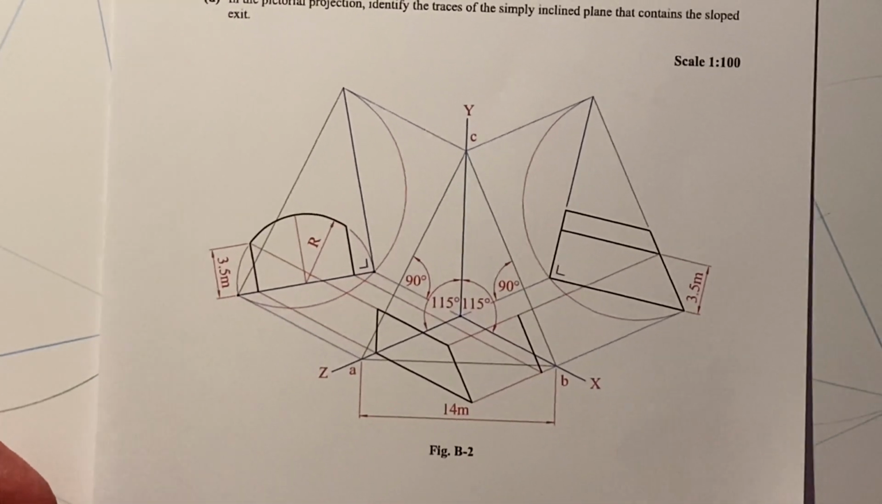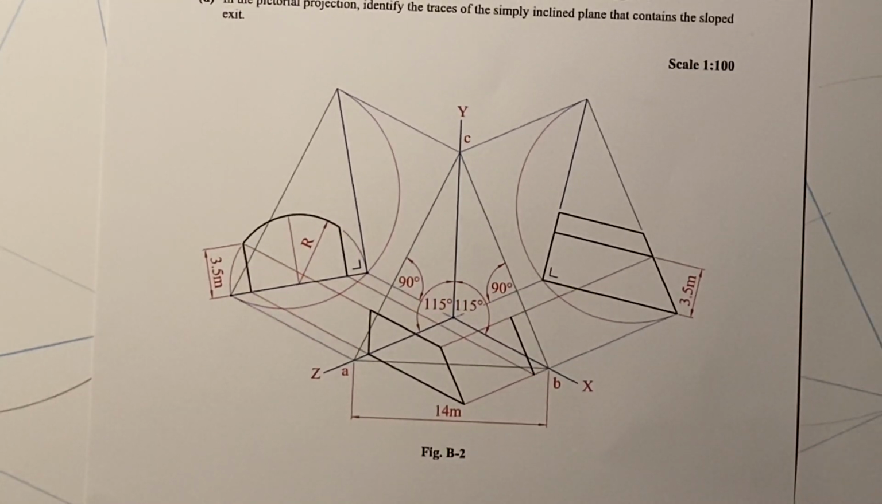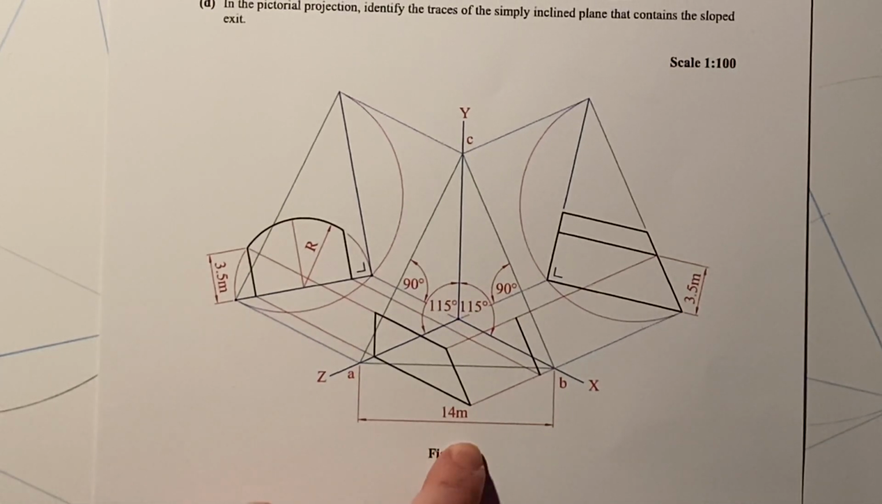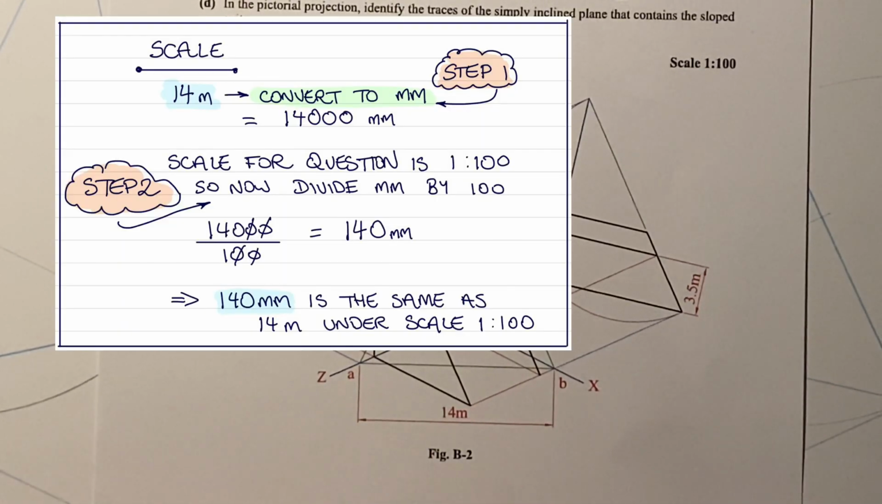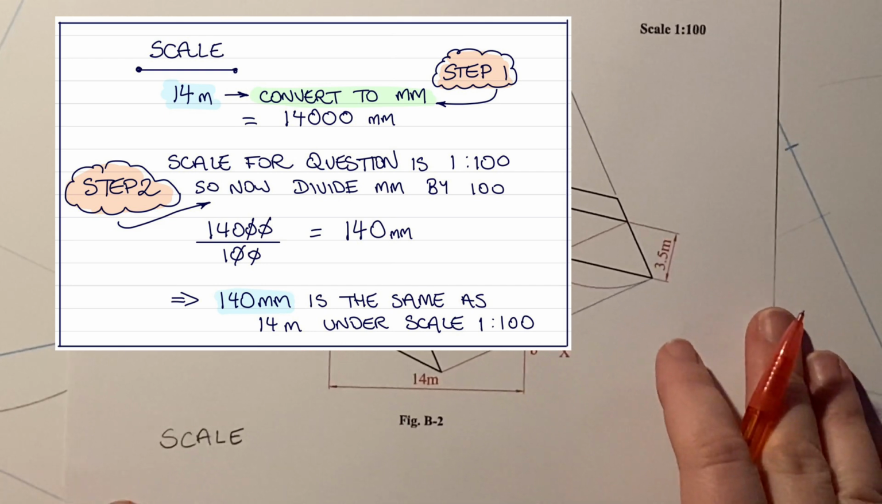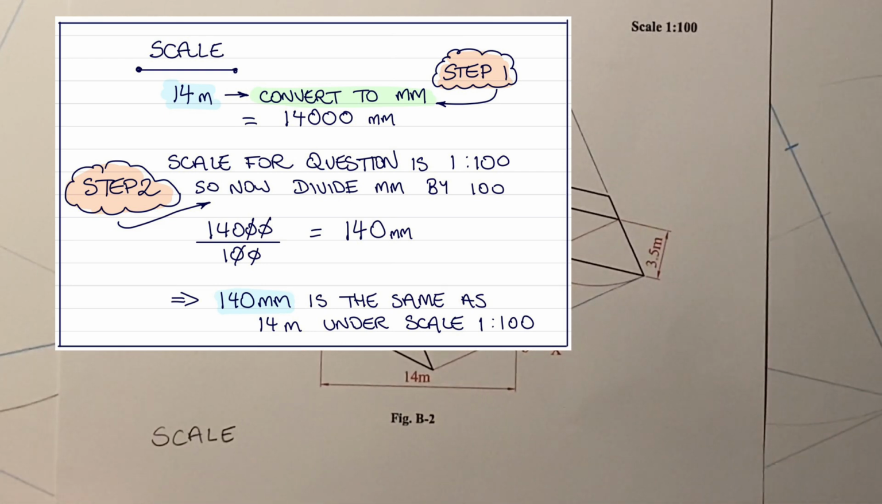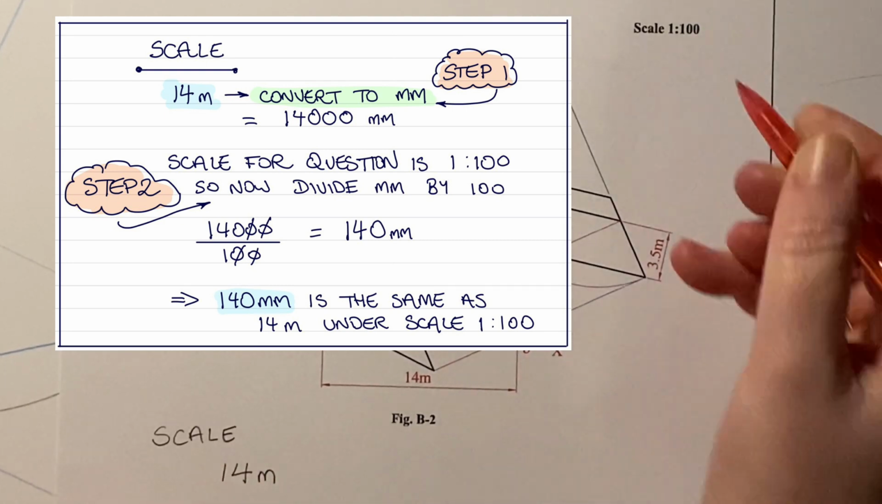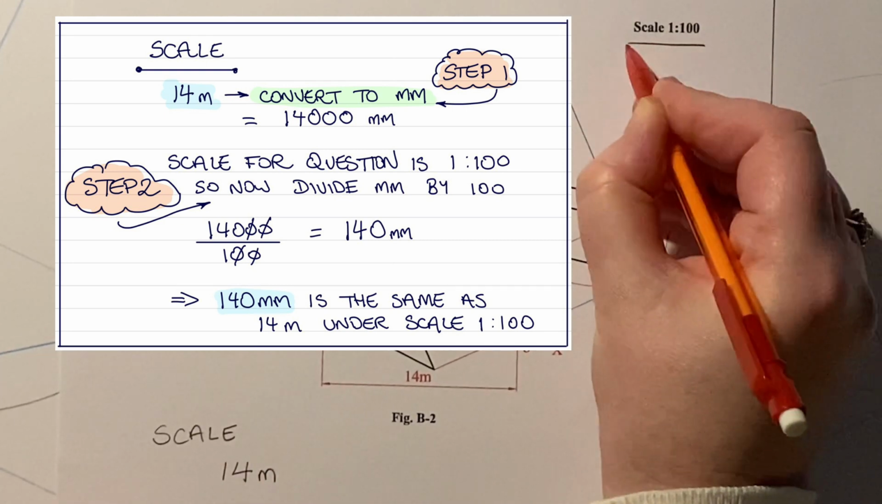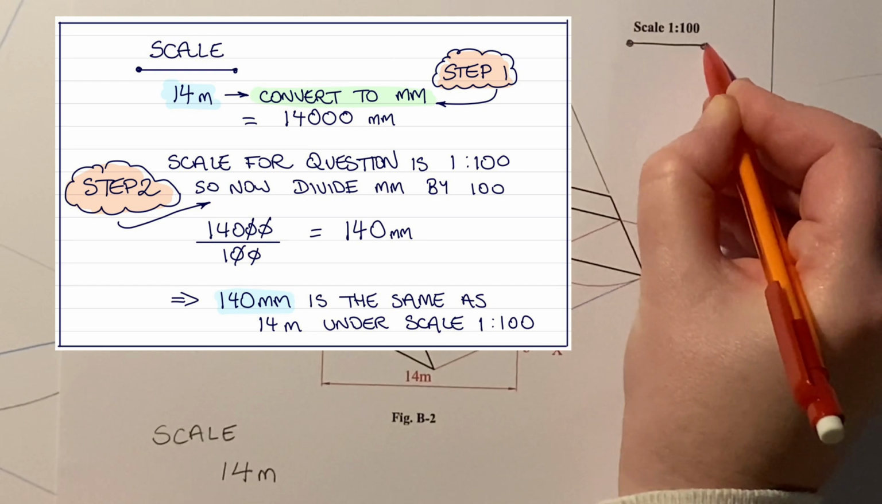Then we were given a drawing. So I was told that this was 14 meters. And actually, before I do anything else, let's go talk about scale again for a minute. So when you're given a scale, you take whatever measurement it is you were given. In this case, we were told 14 meters needs to be put under a scale of 1:100. It's up there at the top of the question.